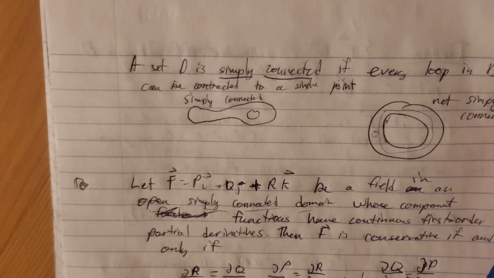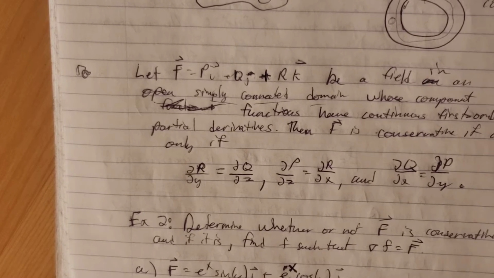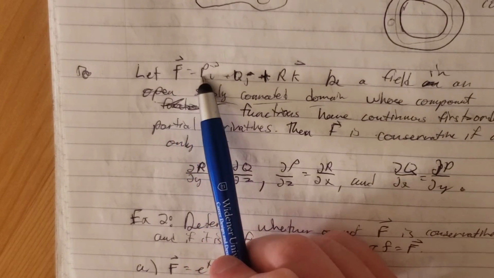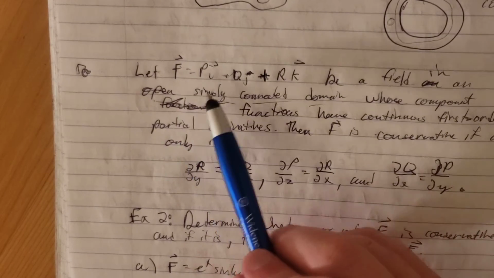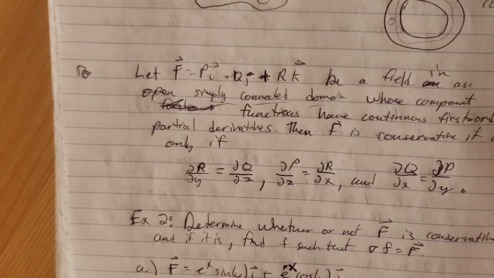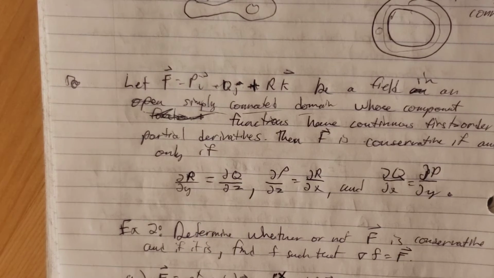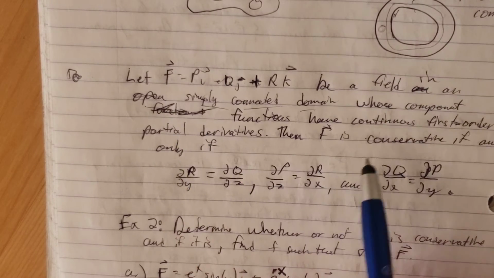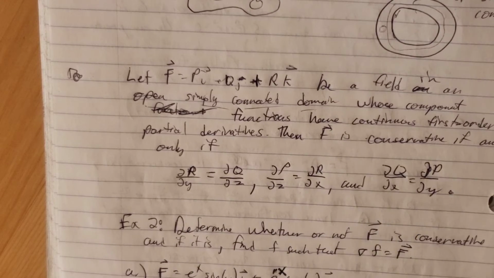Alright? And now, those may be strange definitions, but it turns out they're very important for this idea of a conservative vector field. So let F be a vector field, Pi plus Qj plus Rk. And if this is a vector field in an open, simply connected domain whose component functions have continuous first-order partial derivatives, then it turns out the F here, this vector field F, is conservative if and only if these three conditions happen.